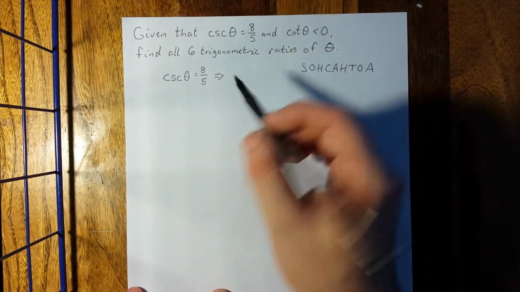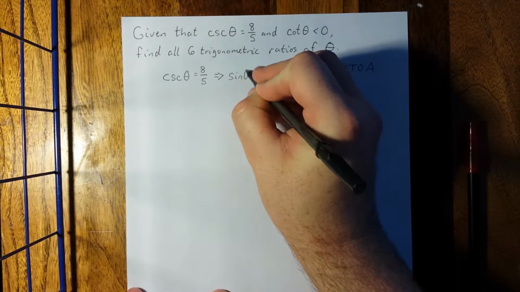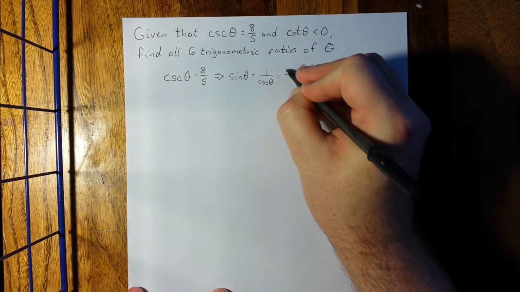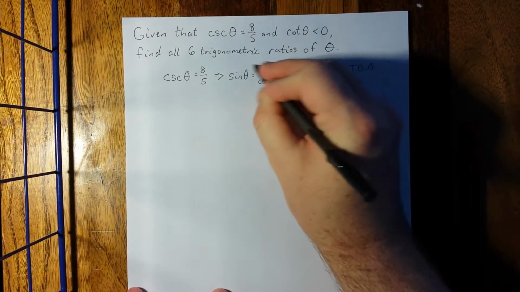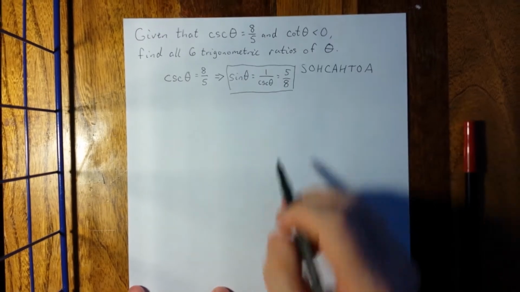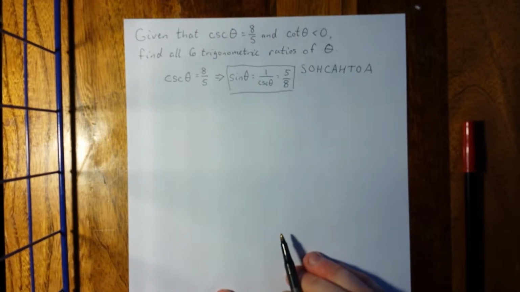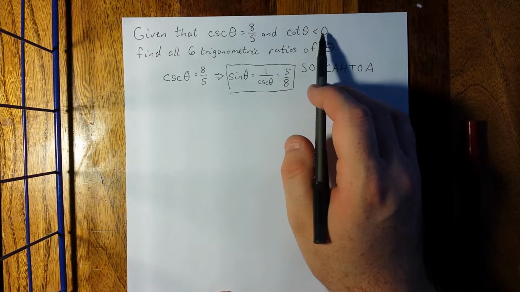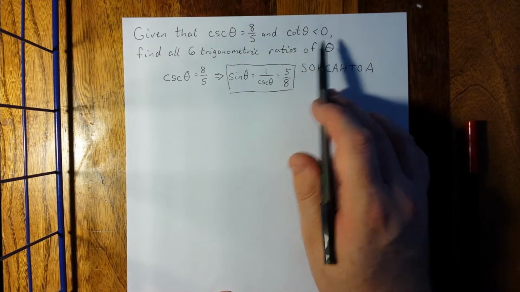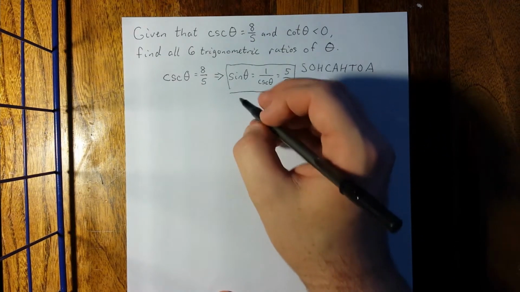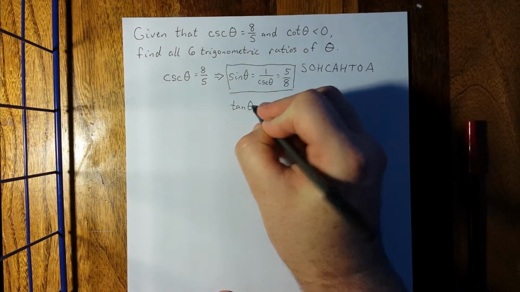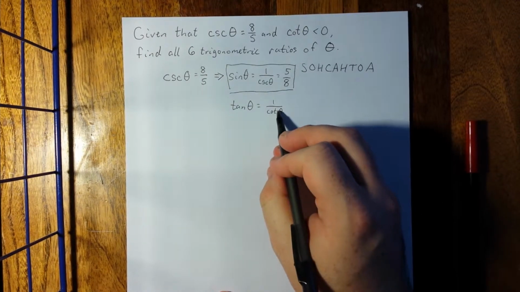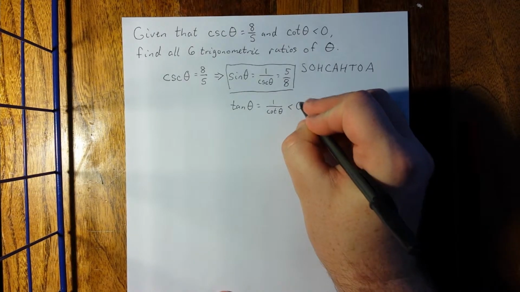Thankfully, we have a reciprocal identity that we can apply here, which is that the sine of theta is the reciprocal of the cosecant of theta, which in this case would be equal to 5/8. So that is going to be an important piece of information. In addition, we are also told that the cotangent of theta is a negative value. Now, again, cotangent isn't one of the big three, but thankfully, the tangent is the reciprocal of the cotangent, which tells us that if the cotangent is negative, that means that the tangent is also negative.